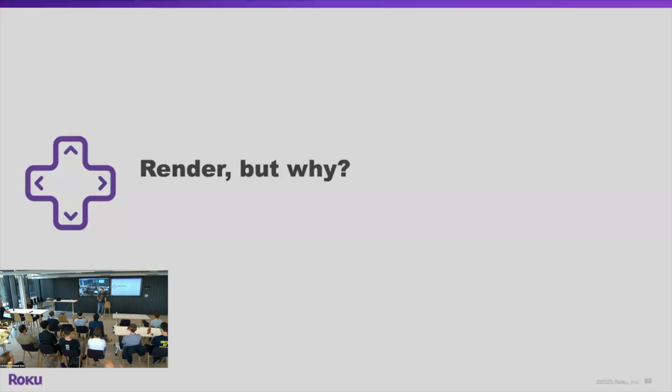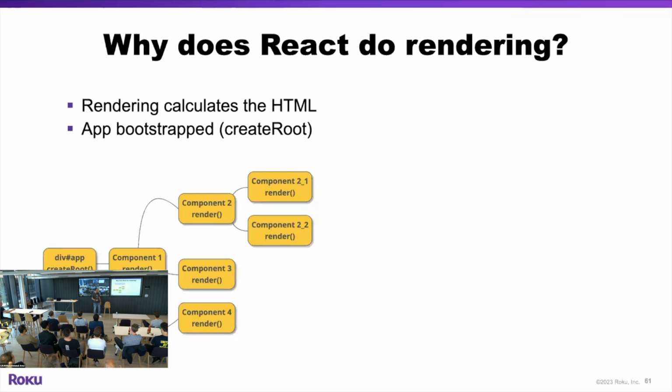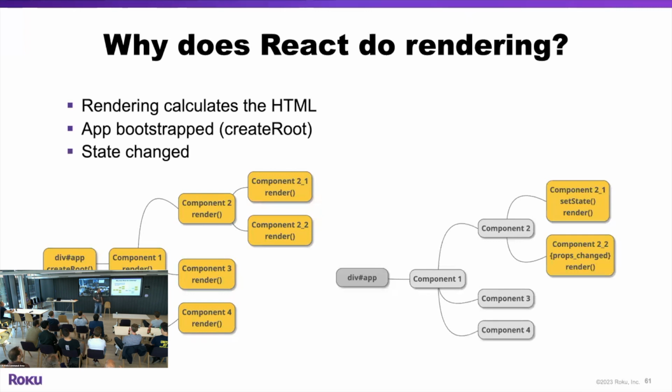Before we get into the actual investigation, let's remind ourselves why exactly React does rendering. Rendering is the main action of creating the HTML that the browser will eventually display to our customers. And there are four main scenarios where this happens. The first one is when we bootstrap the application. This is the first render. All the components need to be displayed on the screen. And then the other basic scenario is when only one of the components updates its state, and it just wants to display the new data.